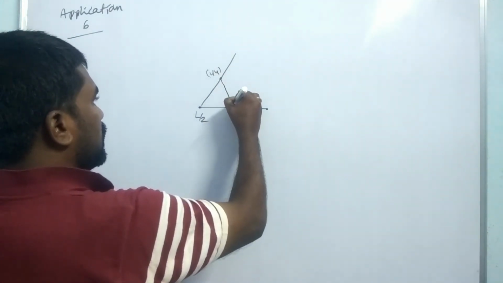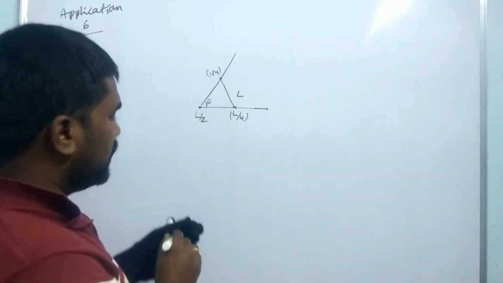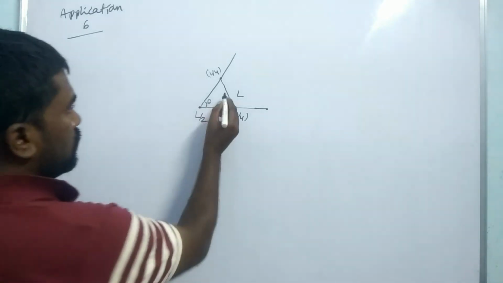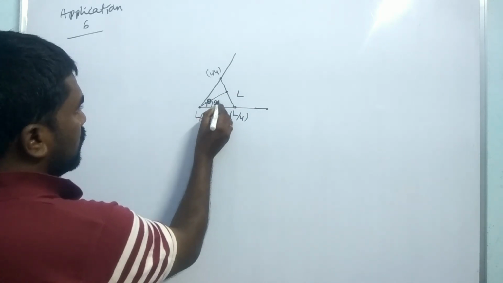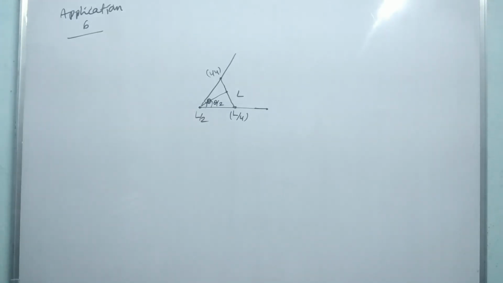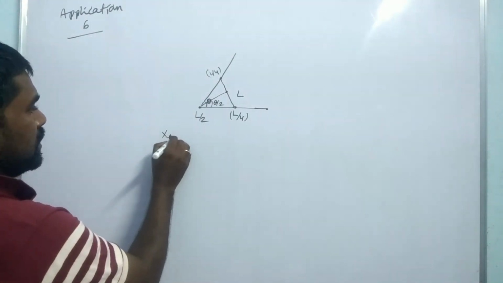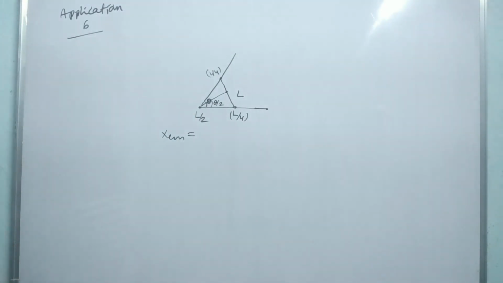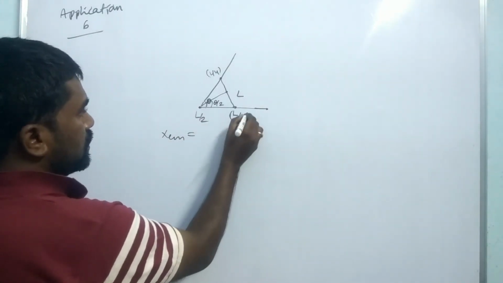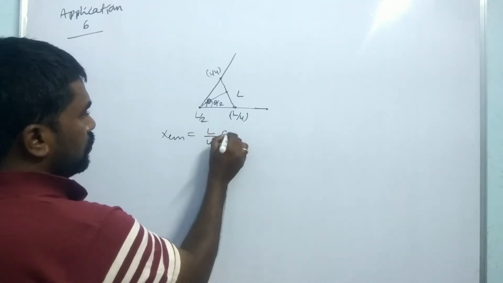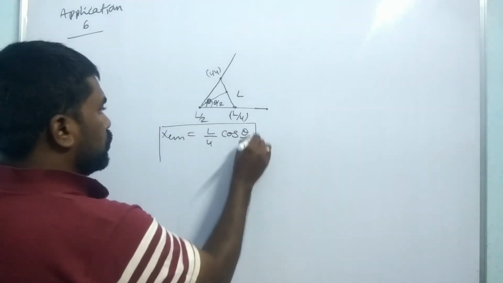Here, whenever you bend, the angle is theta. For the center of mass of this point where you have to measure, the angle is theta by 2. So for the center of mass xcm along the x-axis, the horizontal component is L by 4 into cos theta by 2.